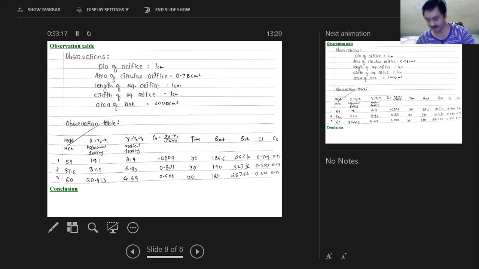Similar procedure. Once you get the values of these 3 hydraulic coefficients for 3 different heads or 3 different discharges, you just have to take the mean of these and report the mean value of the coefficient of velocity, coefficient of contraction, and coefficient of discharge. This is all about the details of the theory and a feel of the experiment, how you will get this data experimentally. In the next video, we'll see how to get this data in the experimental setup in the field. Thank you. Thanks a lot.